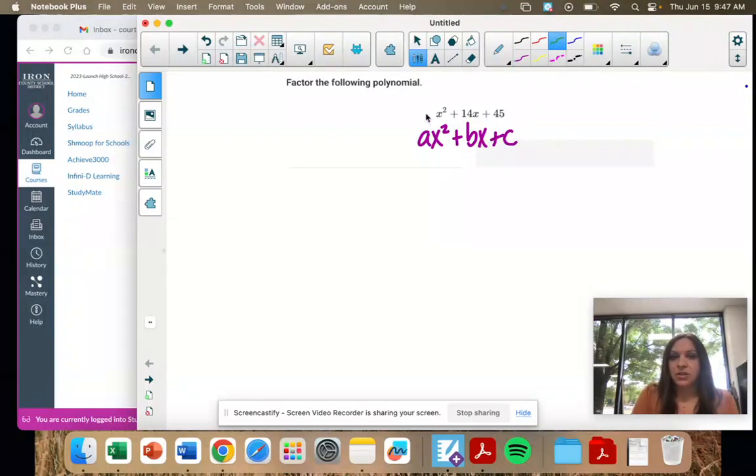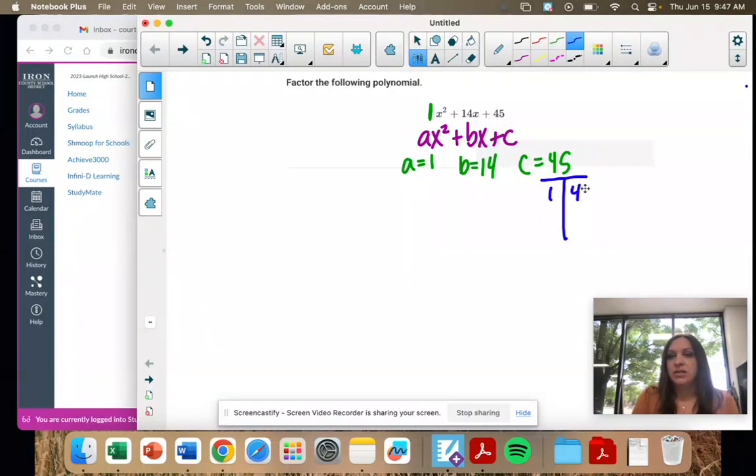And this whole section we're factoring when the number next to x squared is 1. So a equals 1. And it's an easier way to factor. Next time we'll do a equals different numbers. So b is the number next to x. So b is 14 and c is the constant. It's by itself. So when we factor, we find c and we find all the numbers that multiply to 45.